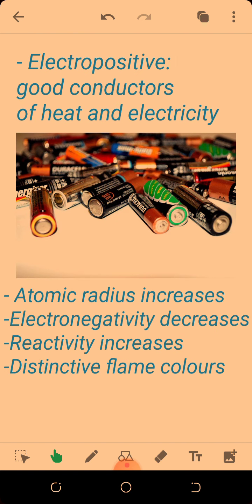Elements in the group 1 family are highly electropositive. Electropositive meaning that they readily donate electrons. So they are used in batteries because they can serve as good conductors of heat and electricity due to their electropositive nature. Their electropositive ability is due to the fact that they readily donate electrons, the valence electron in their outermost shell.